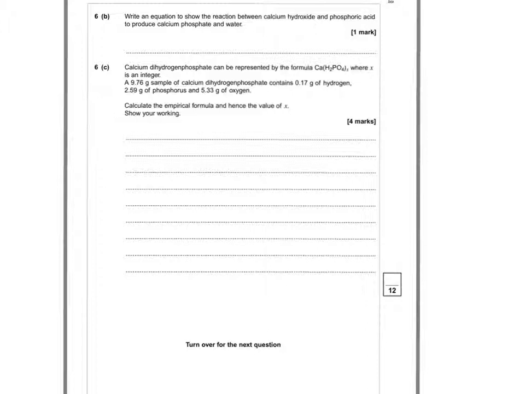Okay, 6B, write an equation to show the reaction between calcium hydroxide and phosphoric acid to produce calcium phosphate plus water. It's tricky because you've got to work out some formula yourself. Calcium hydroxide is CaOH2. Oops. They expect you to know that OH has got a 1- charge and calcium has a 2+. So 2 hydroxides there. Phosphoric acid, they give you the formula of that on the previous question. To produce calcium phosphate. This is the really tricky one.